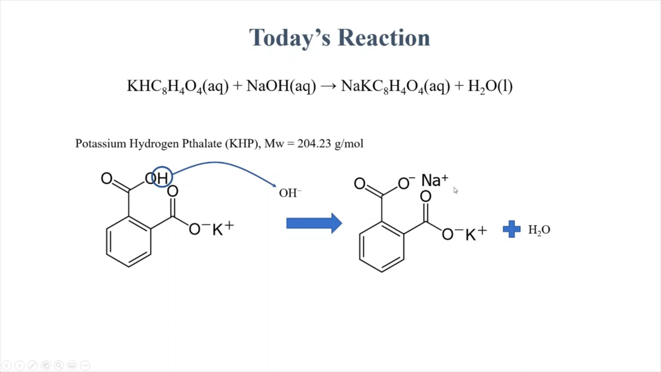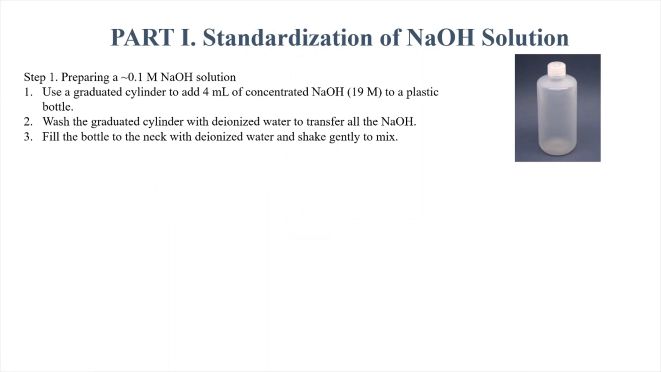So now you kind of have an understanding of the chemistry in terms of weak acid reacting with a strong base. So the first part of this experiment is the standardization of a solution of NaOH. So we have to make our titrant, and we have to get the precise concentration of that titrant.